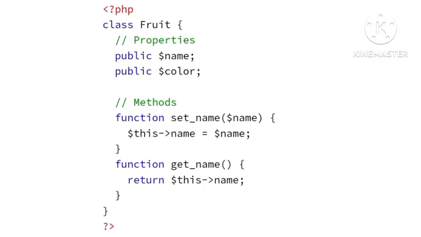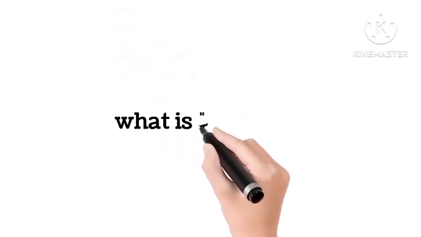And in the methods, we have given a function which is setName, in which we have targeted the name, and then we have given $this->name equal to $name. And there is another one which is function getName, which returns $this->name. In the first function we are setting the name, and in the second one we are getting the name.